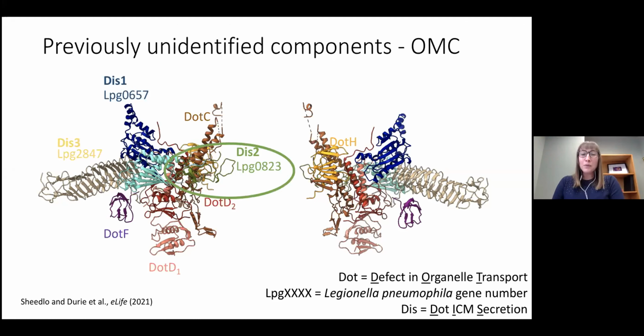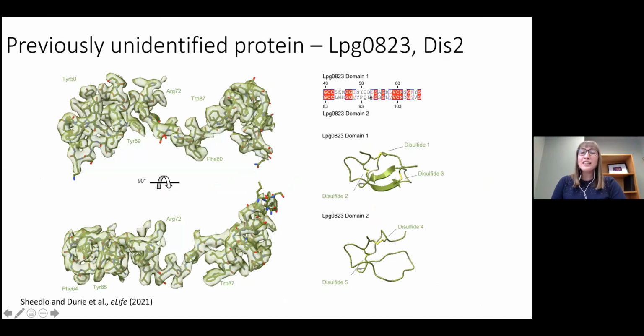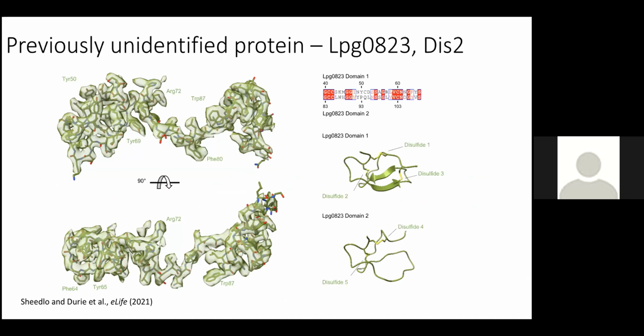So if we look a little bit at DIS2, this is really interesting to me because it's right there in the pore where you would expect proteins to need to pass through. And it's relatively small. It's got 2 domains. They're very similar, and they're actually held together by 5 cysteine bonds, which was, again, just surprising. We didn't know anything about this going in. It's not anything that had been predicted to be part of the complex.